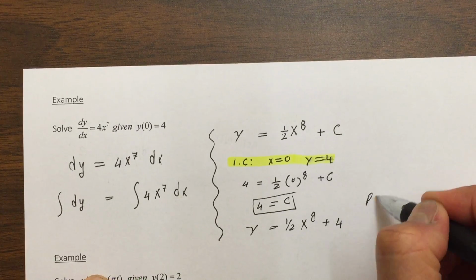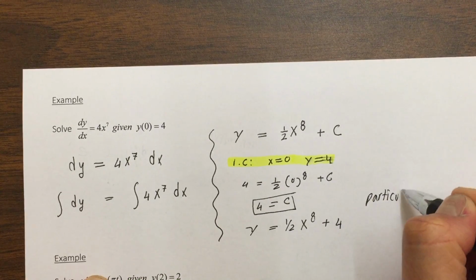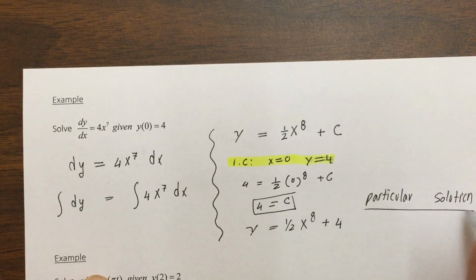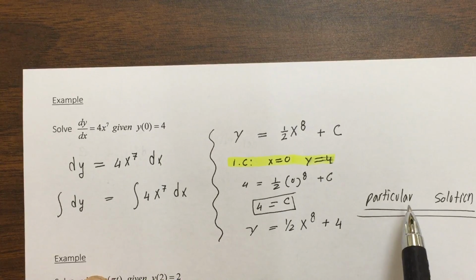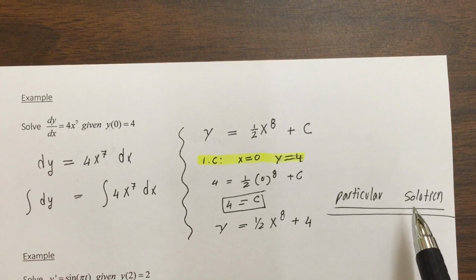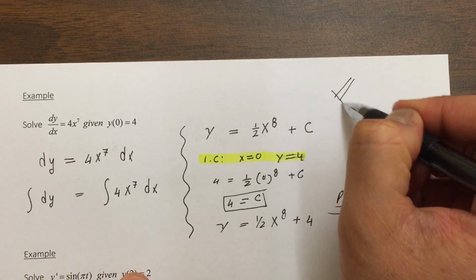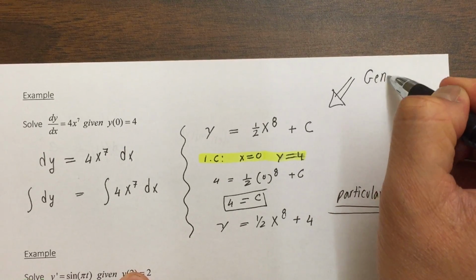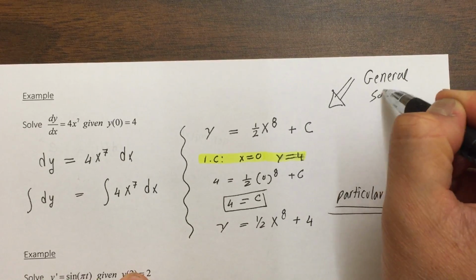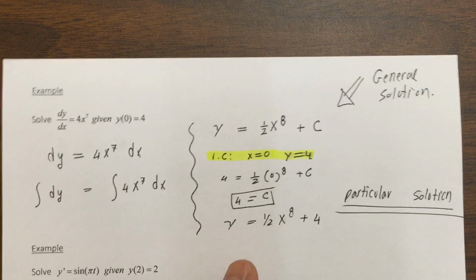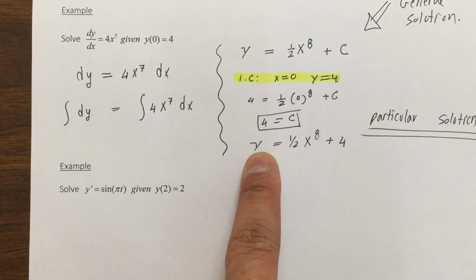Particular solution. So you might wonder, well, Mr. Nguyen, if you keep calling this particular solution, then is there another type of solution? Well, the answer is yes. When the c is not filled in, it's called a general solution. General solution. There you go. Nice job. You solved another differential equation. Yay! Let's move on.